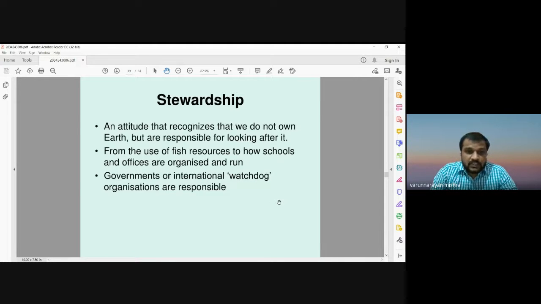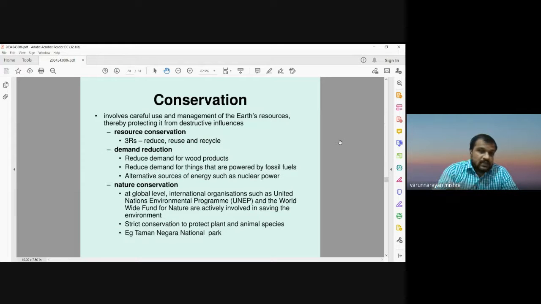Stewardship is an attitude that recognizes that we do not own the earth but are responsible for looking after it. From the use of fish resources to how schools and offices are organized and run, governments or international watchdog organizations are responsible for this. Environmental conservation, the conservation of natural resources, involves the careful use and management of the earth's resources, thereby protecting it from destructive influences.